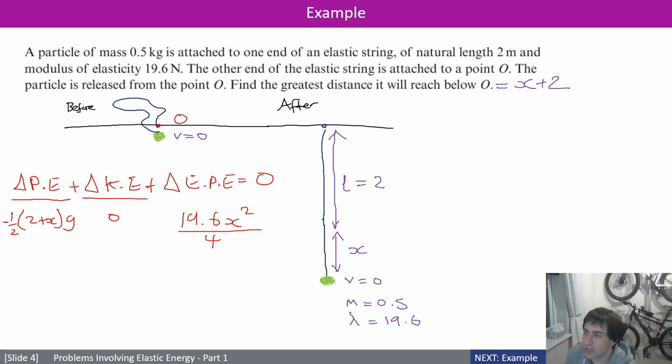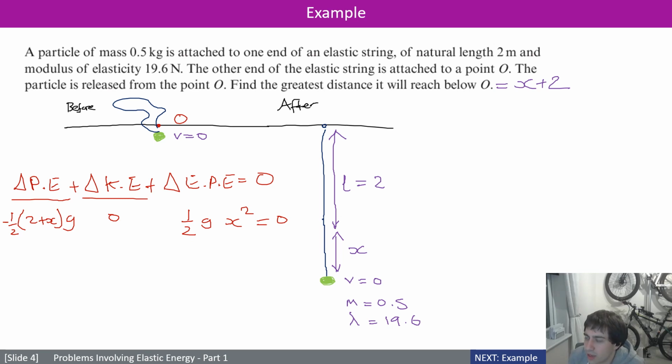We might as well cheat a bit actually, because this 19.6, that's clearly 2 times g, which will make things cancel out a bit nicer. So let's just write it in. That's 2g there. So then divided by 4, we can just turn that into a half g x squared. Okay. So that's equal to 0.